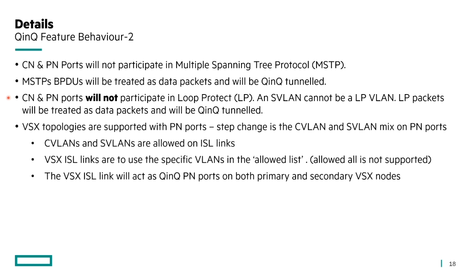And CVLANs, SVLANs are allowed on ISL links. And VSX ISL links are to use the specific VLANs in the allowed list. Allowed all is not supported. The VSX ISL link will act as a QinQ PN port on both primary and secondary VSX nodes. And ingress and egress ACLs are supported on QinQ ports.